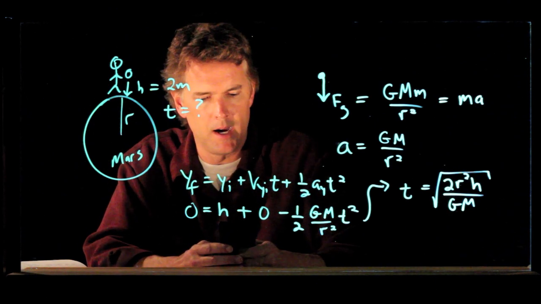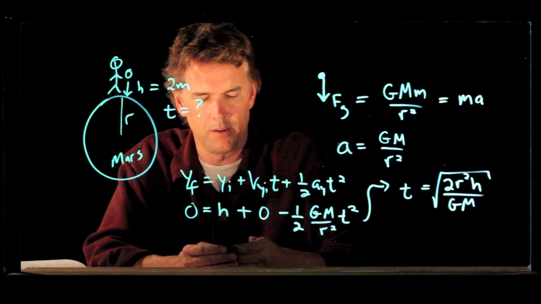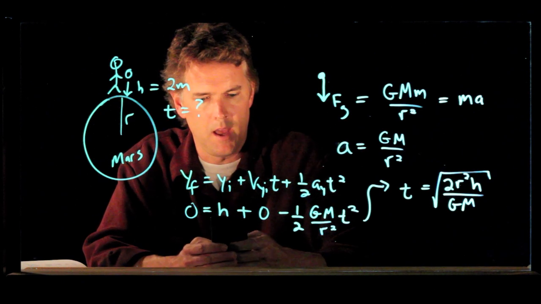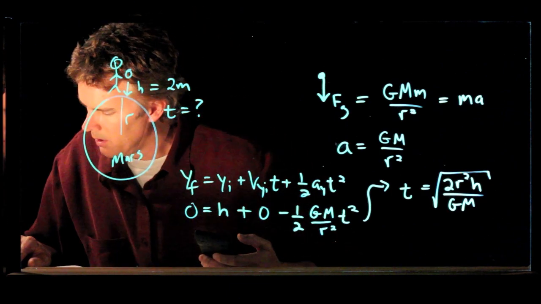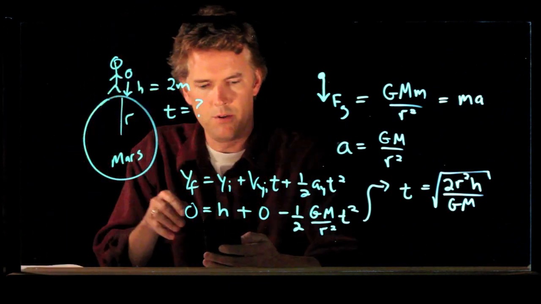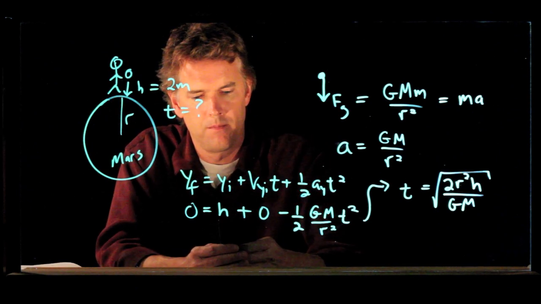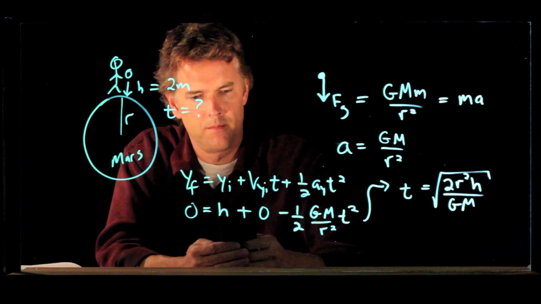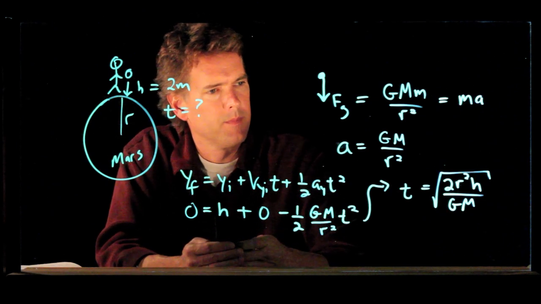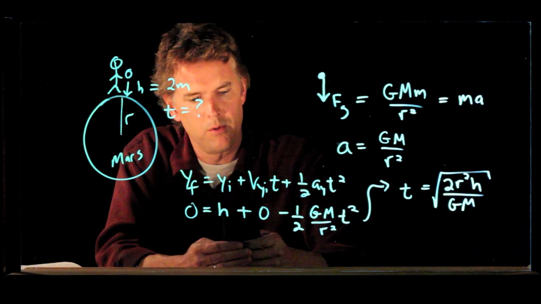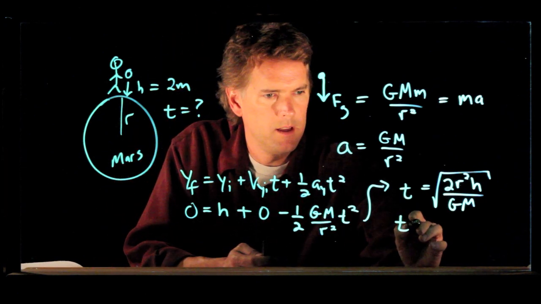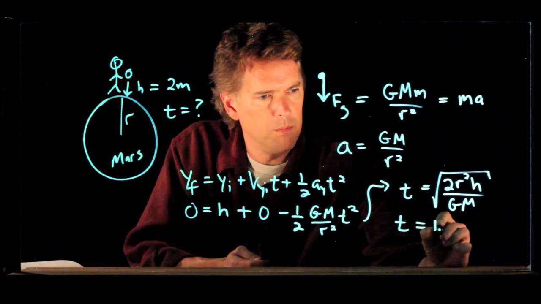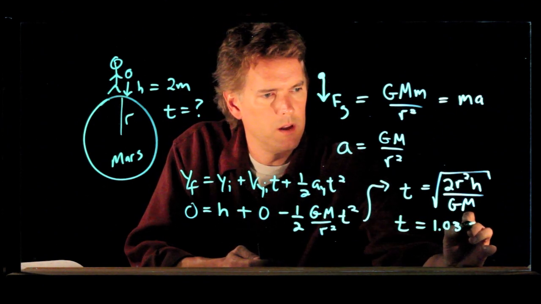Now we divide by the universal constant, 6.67 times 10 to the minus 11. We're also going to divide by the mass of Mars, which is 6.42 times 10 to the 23. Now we take the square root of that whole thing, and you should get t equals 1.03 seconds.